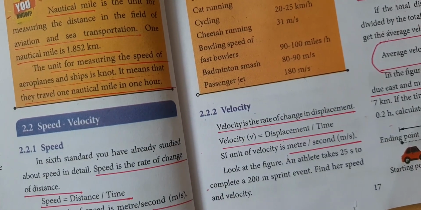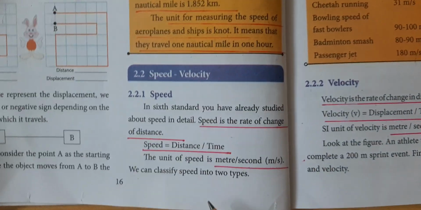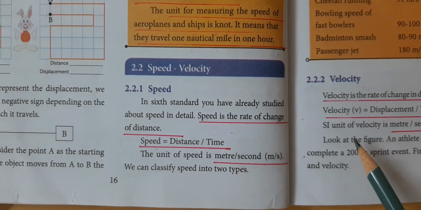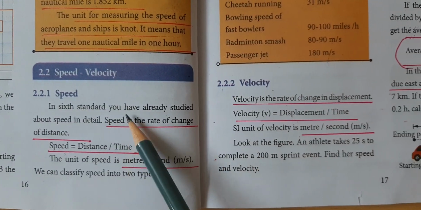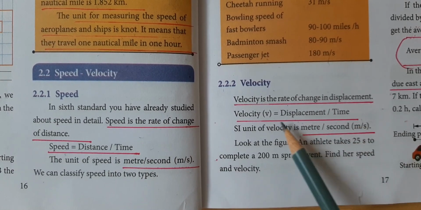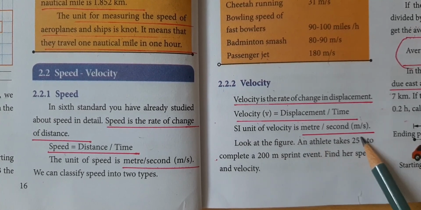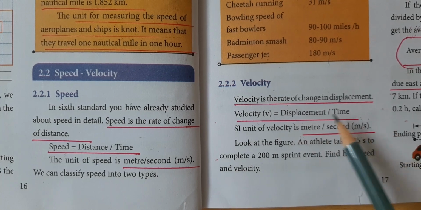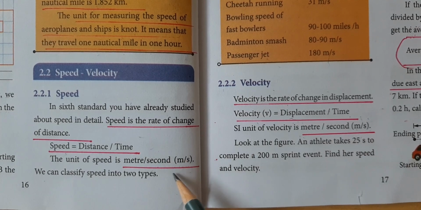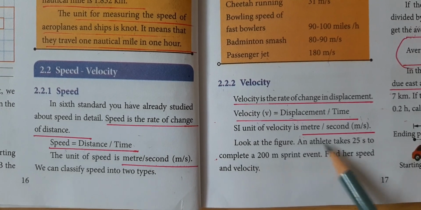Next one is velocity. Now you have seen speed. Speed is related to distance by time. But for velocity, see the difference. Speed is distance by time. Velocity is displacement with time. So the SI unit of velocity is meter per second. Here also, the speed is distance with time, so meter per second.